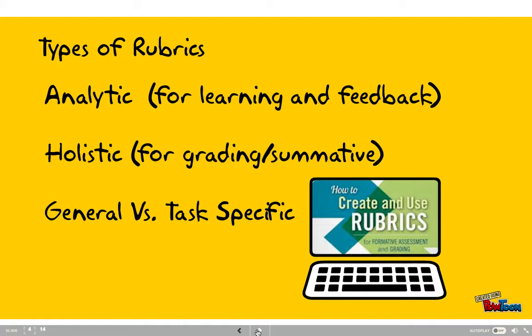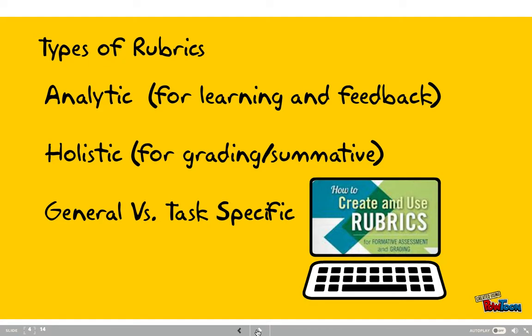A general rubric has a description at various levels of success that students can compare their work to. Task specific is like a checklist. Students can look at the task specific checklist and determine, have they met all of the criteria? Do they have 5 paragraphs? Do they have a thesis statement? Do they have a topic sentence at the beginning of each paragraph? Do they have a sentence of summary at the end of each paragraph?